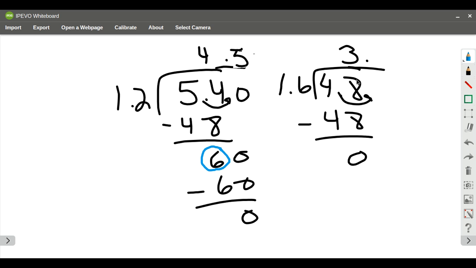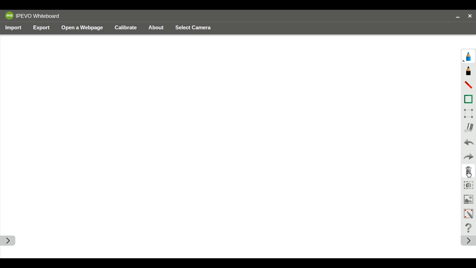Whereas Gary, when he got to his problem, 16 went into 48 exactly 3 times, so he didn't have a remainder, and he did not need to bring down his 0. We added a 0 here because there was a remainder of 6, and we needed to work out our decimal answer, because remember, we don't just put the 6 up at the top. We have to solve the problem to see how many times 12 goes into 60, which in this case is 5 times, and that's why the answer is 4.5 compared to 3.